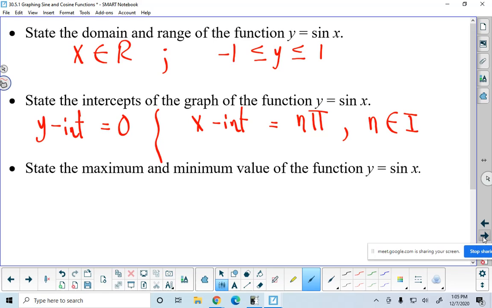What are the maximum and minimum values? Well, the maximum value of the function, a function is y, so the maximum value of y is 1. The minimum value is -1.